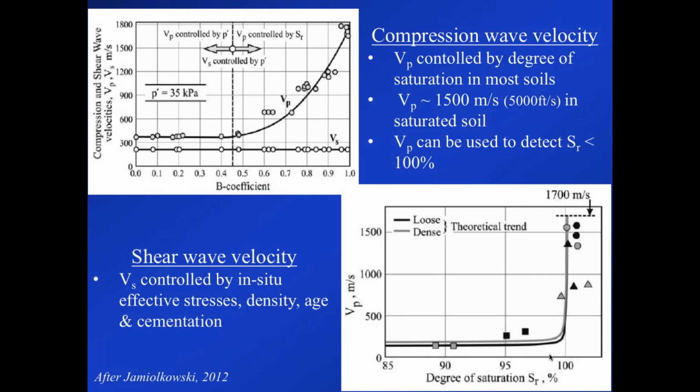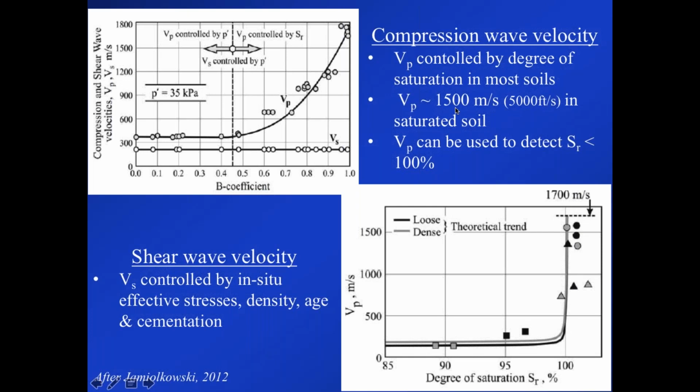Now, for the seismic measurements, a little bit of background here. Shear wave velocity is controlled by the in situ effective stresses, the void ratio, and age and cementation. Now, of course, this is a tailings, so the age is very young and there's essentially no cementation. So shear wave velocity is controlled mostly by effective stresses and void ratio, whereas the P wave velocity, the compression wave, is controlled mostly by degree of saturation.